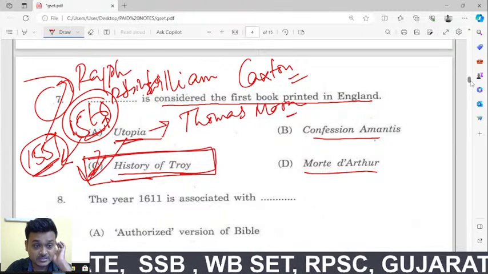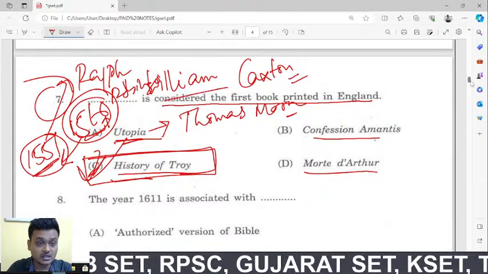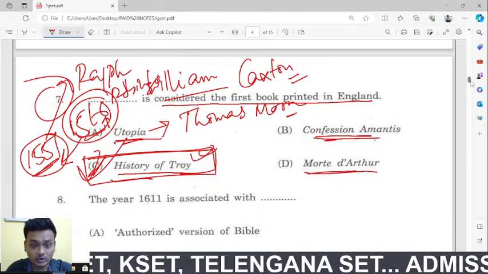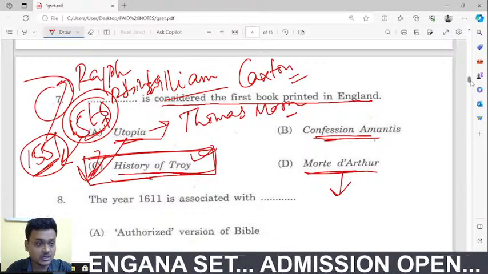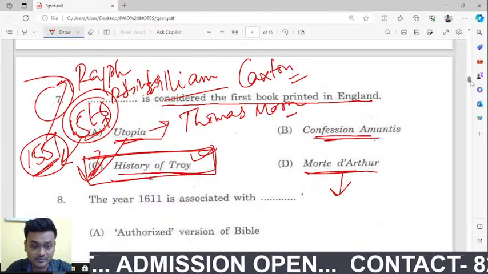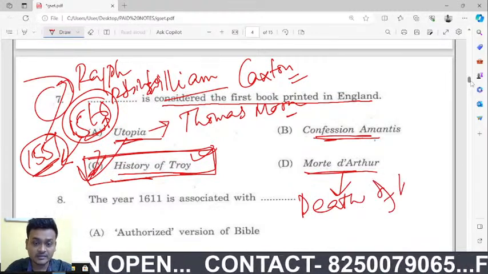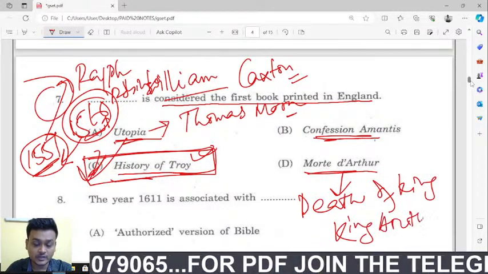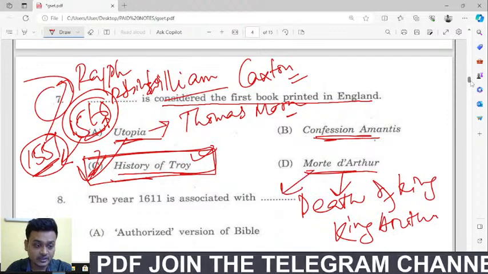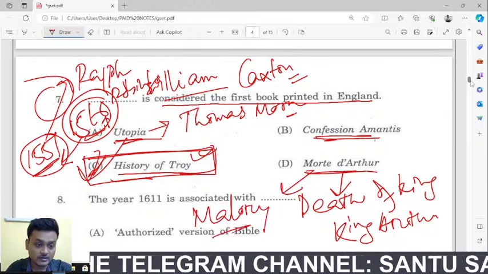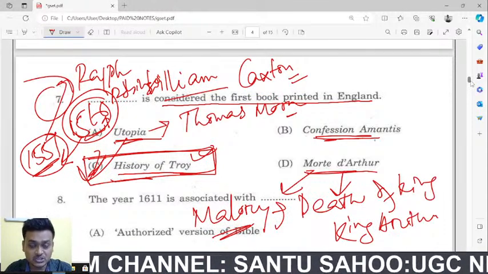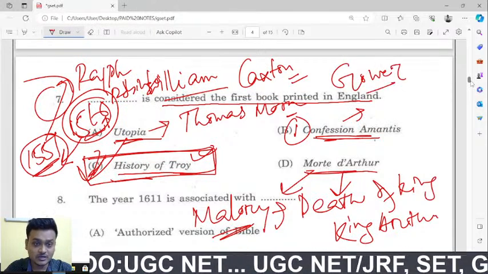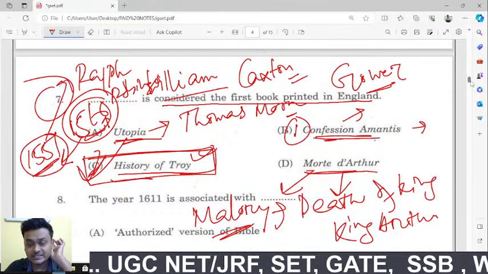History of Troy was translated into English by William Caxton. It is the first book printed in England. Confessio Amantis is a work by whom? And Morte d'Arthur means the death of King Arthur. Who wrote this work? It's a work by Thomas Malory. And Confessio Amantis is a work by John Gower, isn't it? John Gower wrote this work called Confessio Amantis, and this work was written in English.